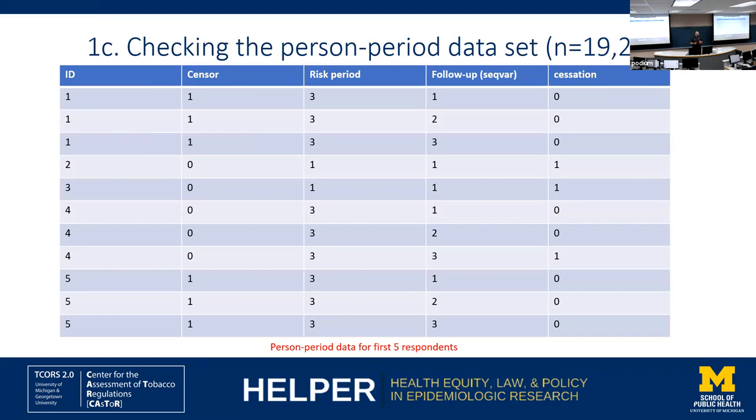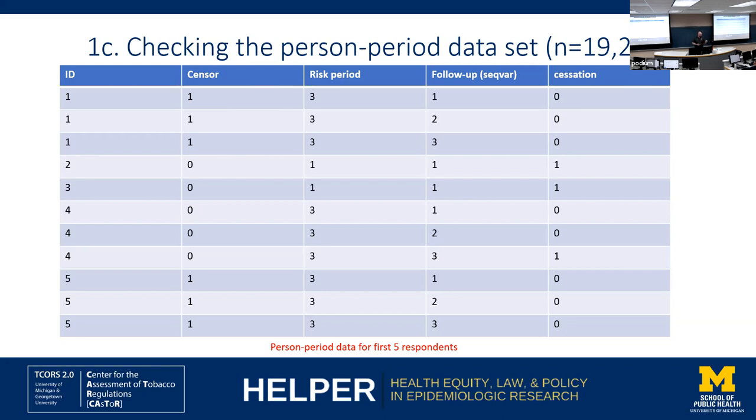This is the first five respondents from PATH. So the far left column, you're going to see I have their ID number, 1, 2, 3, 4, 5. The censor variable, right? One is censored if they didn't quit, zero they did quit. The risk period, how many times they were followed up. And then they have the follow-up 1, 2, 3, so the waves. And then whether or not they quit smoking.